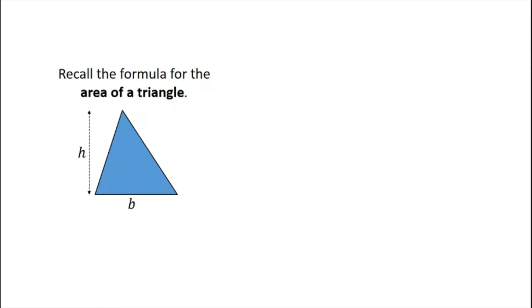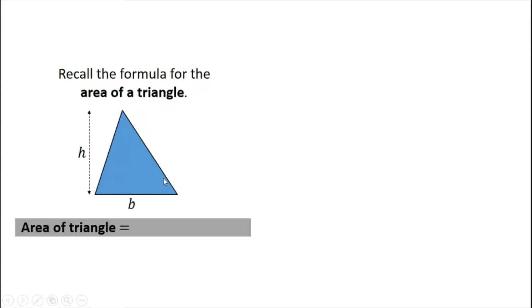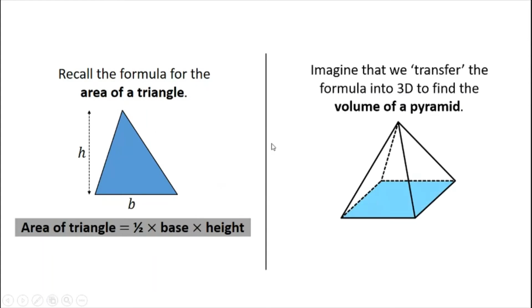Okay, before we do that though, quick reminder, here's the area of a triangle. We have a base and we have the perpendicular height, the height at 90 degrees to the base. The area of a triangle is a half times the base times the height. You should know that one already. What we're looking at today is the 3D equivalent of a triangle, the pyramid.